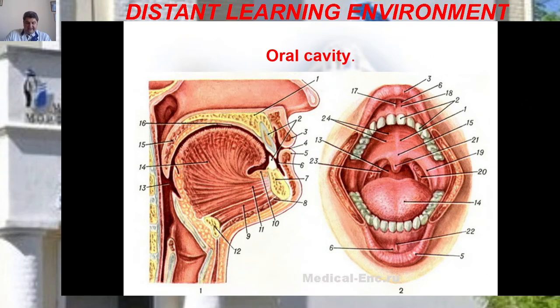Soft palate is composed of the following muscles: palatopharyngeal muscle, palatoglossus muscle, musculus levator veli palatini, musculus tensor veli palatini, and musculus uvulae.